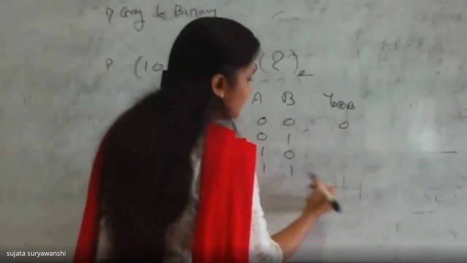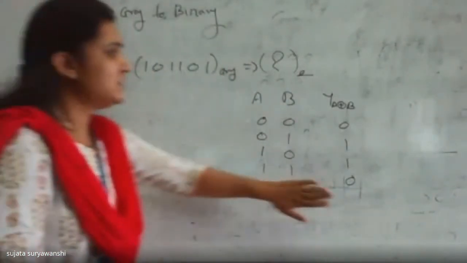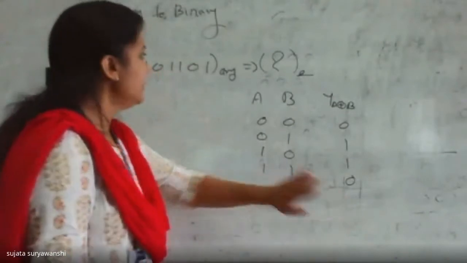So 0 XOR 0 is 0, 1 XOR 1 is 0, and the remaining combinations give 1. So this is the truth table of XOR. You have to use this truth table for the operation.